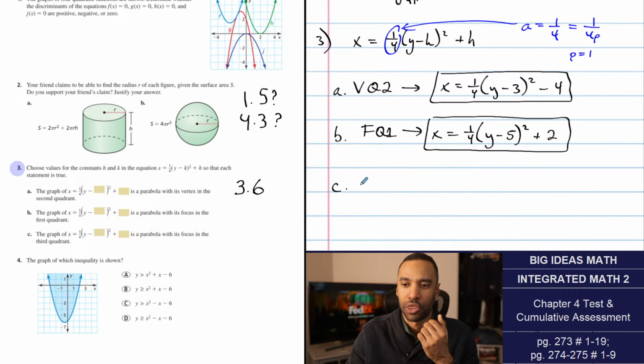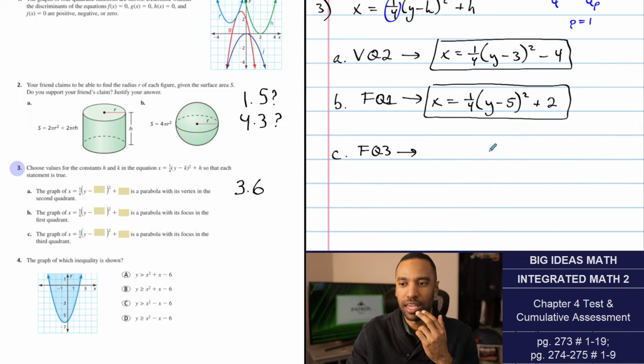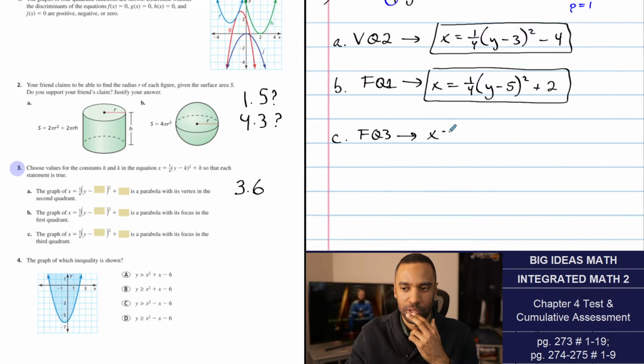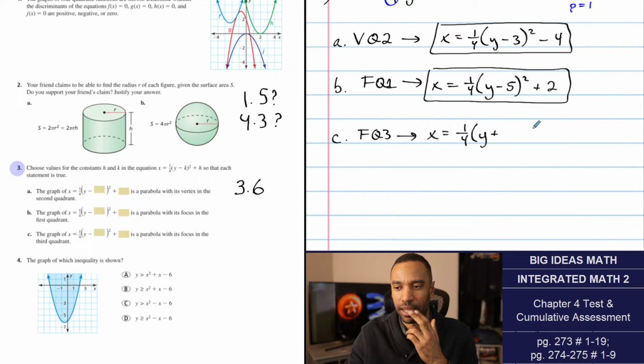Parabola with its focus in the third quadrant. Focus in quadrant 3. I think they could have done more with these questions than this, but that's okay. So for the third quadrant, you need to make sure y is negative. So now we have to subtract negative or add. Let's just put 7.